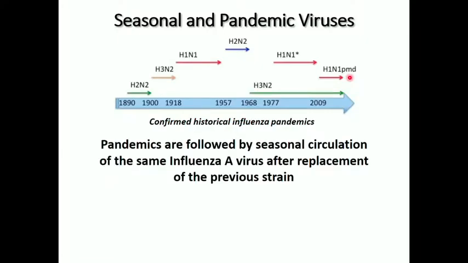Because remember, pandemics, lots of people die, huge incidence of disease because you're not immune to this new virus that pops up. They're followed by seasonal circulation of the same virus, which replaces the previous seasonal strain or strains. Now, recent years are pretty unusual in that we've had H3N2 and H1N1 of one or other type circulating since 1968 for 50 years. That has not happened before with subtype A viruses.